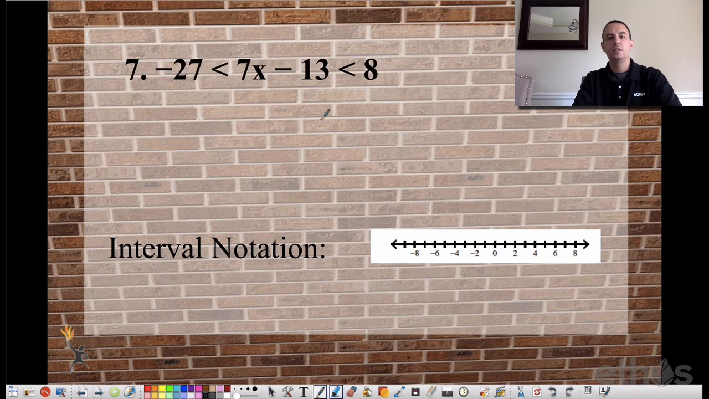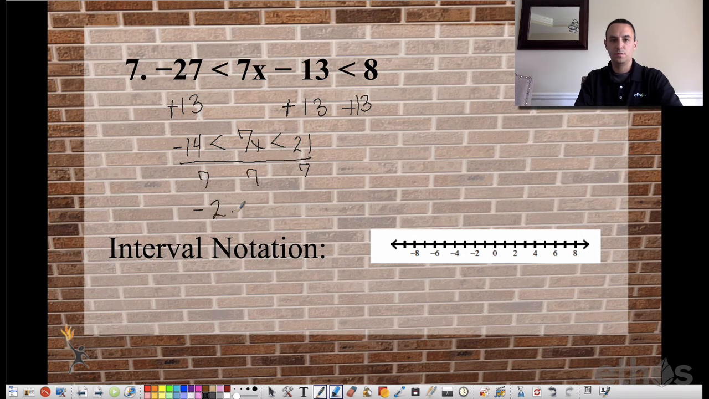All right, so let's take a look at number 7. This one's got multiple steps, so I want to make sure I do this one with you. We're going to add 13, but just like before, we add 13 to all 3 parts of the equation. That leaves me here with -14, 7x, and here 13 and 8 gives me a 21. Now I'm going to divide everything by 7. So -2, since I'm not dividing by a negative, I'm still good here, x, and 3.